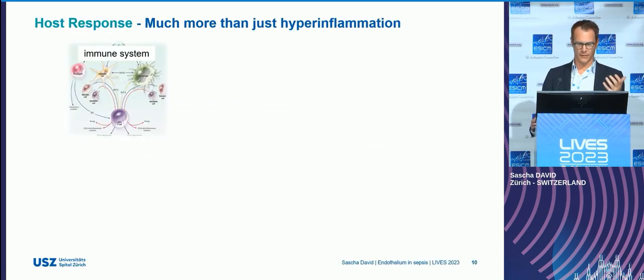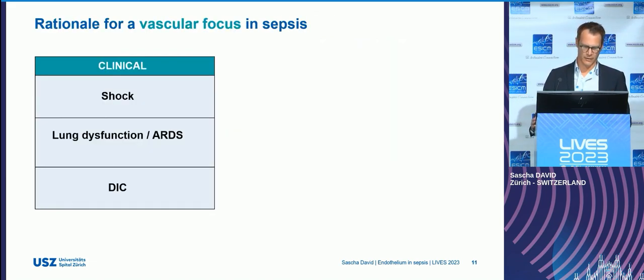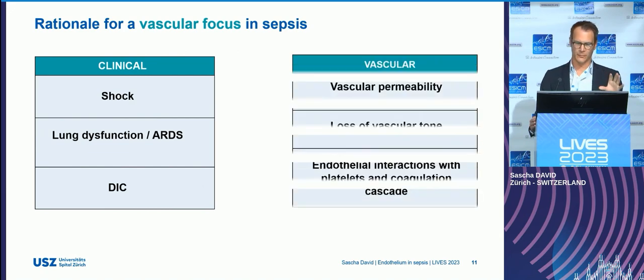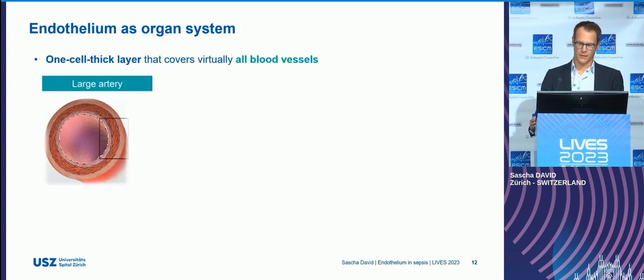So what could be the approach then? If you look at the host response, it's not just driven by the immune system. The immune system interacts with the 2 systems we want to look at this morning, which are coagulation and endothelial dysfunction. Endothelial dysfunction has a really good rationale, because the clinical features that you know very well from the bedside all have a very strong vascular component that drives these clinical phenomena. So it's really reasonable to look at the endothelium as a key tissue involved in the host response of this disease.